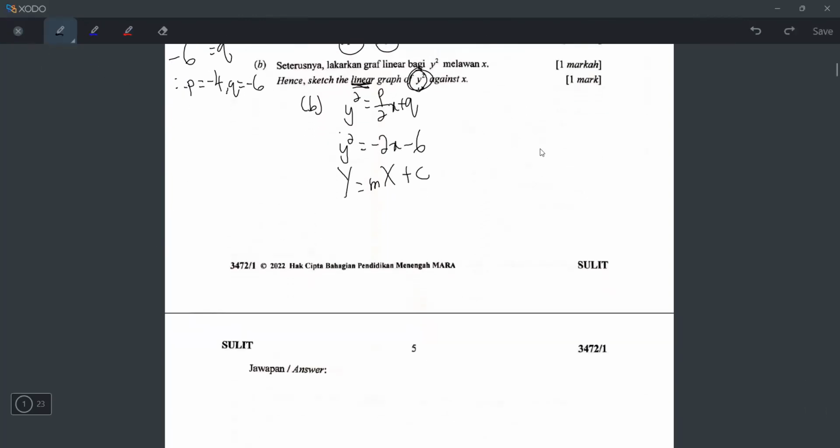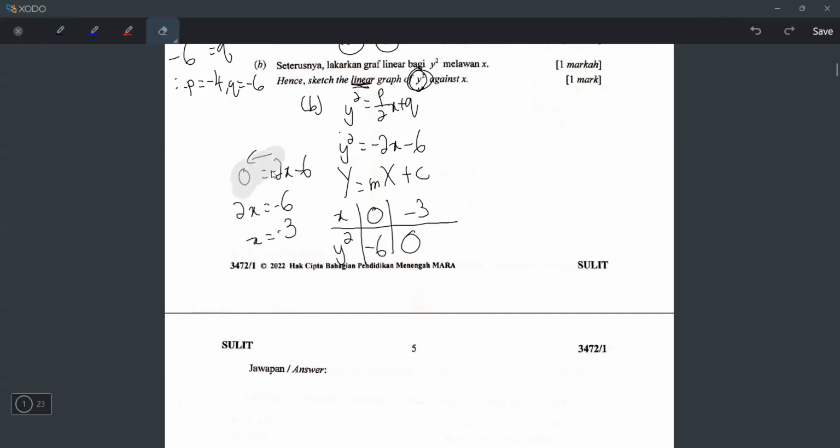When we sketch a graph, we need to have some points. So I will draw a table. My x-axis will be x, my y-axis will be y squared. What I will do is substitute x equals 0 and y equals 0. Actually you can substitute any point you want, but I always prefer this x0, y0 point. When you substitute x equals 0, your y squared will be -6. And when you substitute y squared equals 0, the whole thing will be 0 equals -2x minus 6. Move this over, 2x equals -6, x equals -3. So this is -3. And this table, you don't have to show them, so I will erase this.